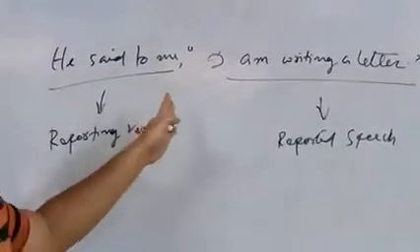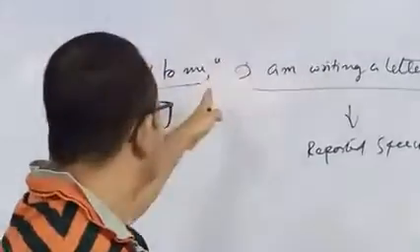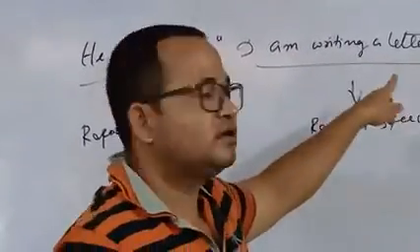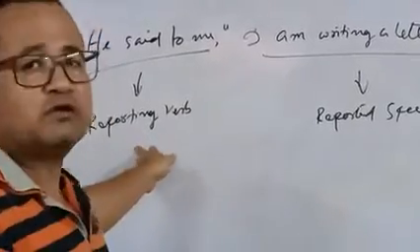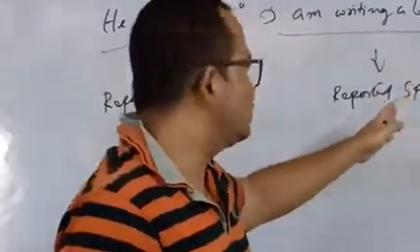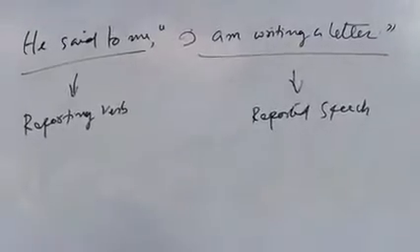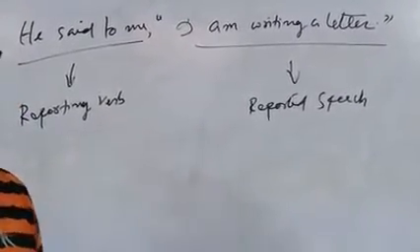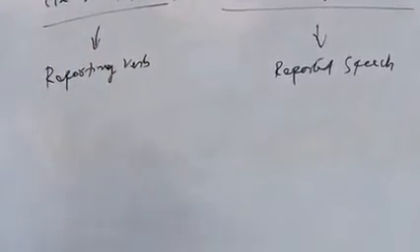We can have two sentences. One is the left portion of the comma and another is the right portion of the comma, which is within the inverted comma. The section on the left portion of the comma is called the reporting verb, and the section within the inverted comma is called the reported speech. So when we change narration from direct to indirect, the changes we are supposed to make basically depend on the reporting verb.